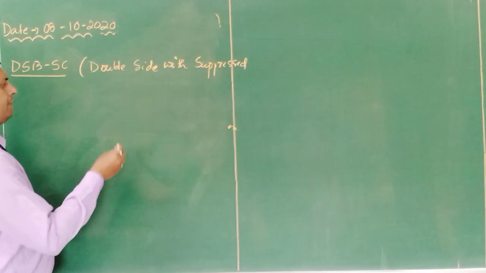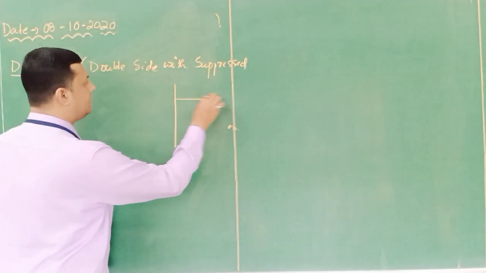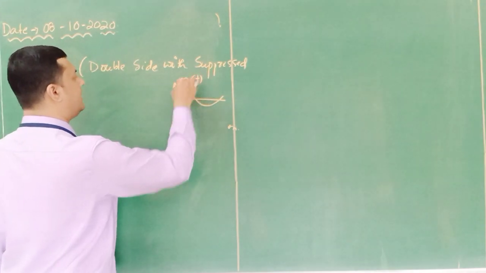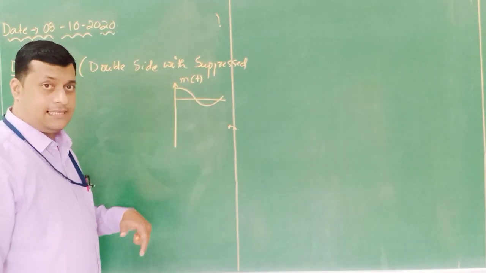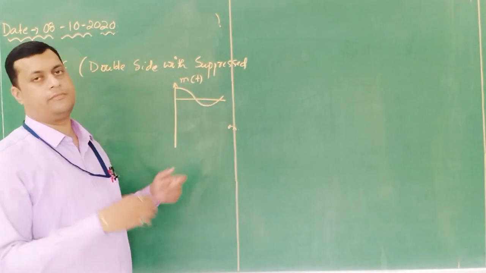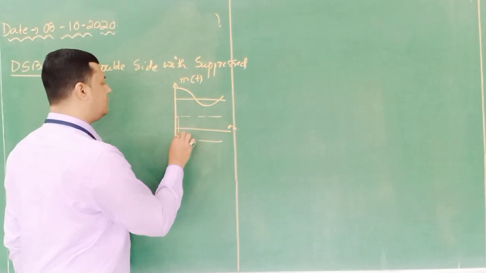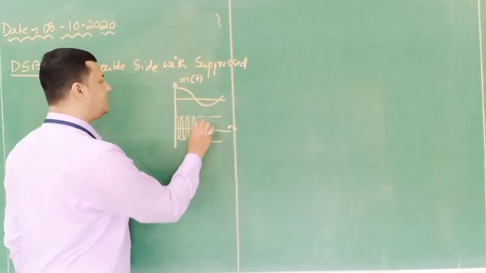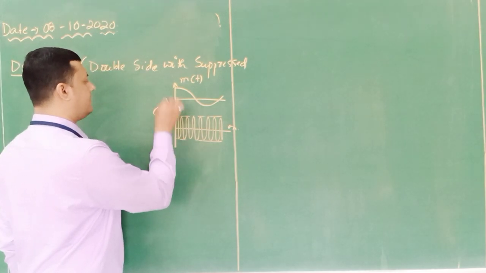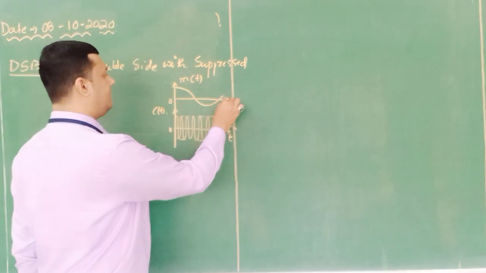Now for that the simple logic is, this is my modulating signal. The carrier has a certain amplitude Ac and then cos omega c t, whatever it is. So let us consider this is the carrier component whose frequency is very high compared to the modulating signal. So this is my c(t), and this is the time period. This is 0. This is the modulating signal.